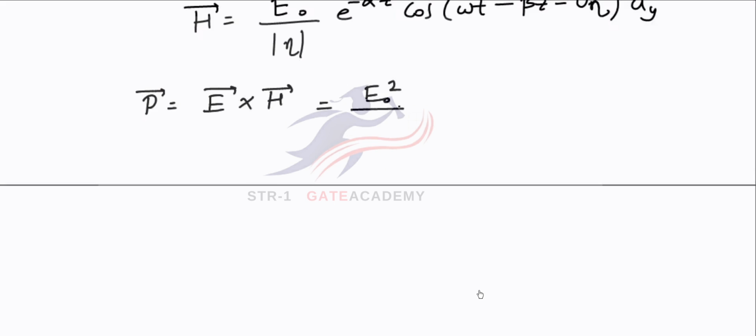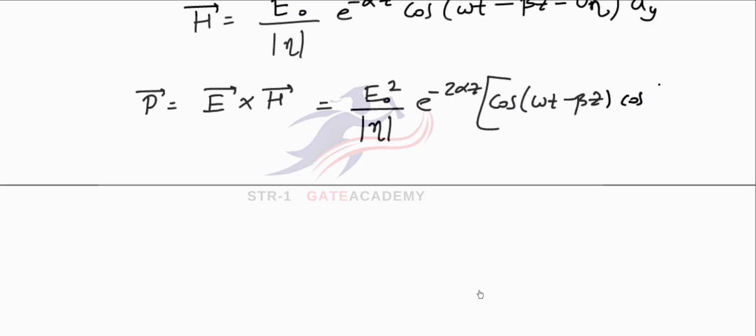E naught square divided by mod of eta, e power minus 2 alpha z, cos(omega t minus beta z) into cos(omega t minus beta z minus theta eta), into az direction, because we know that the Poynting vector is in the direction of the wave. This is called the instantaneous Poynting vector.